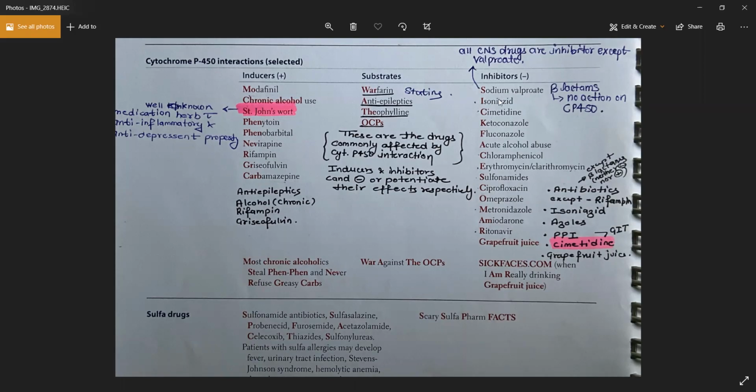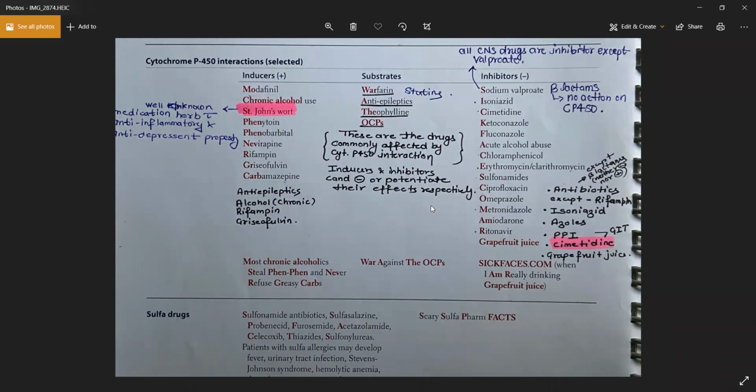Okay, and all of these drugs will affect the levels of warfarin, anti-epileptics, theophylline, and OCPs. And one more drug is the statin. Whenever step 1 gives you a history of a patient who has muscle pain or hepatotoxicity, and they list 3 or 4 drugs and ask why these symptoms are occurring, it would be due to the interaction between the statins and these inhibitory agents. That kind of question step 1 can frame.